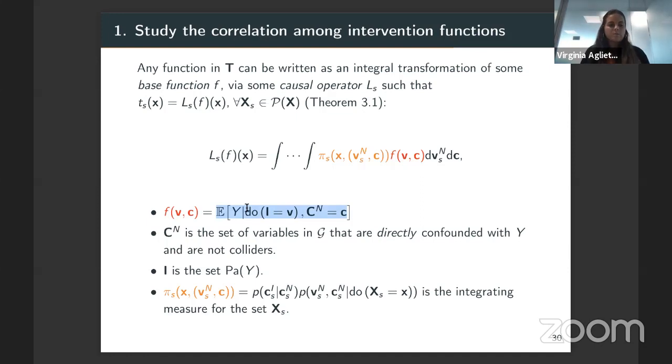You have this function that is the expected value of y, given that we intervene on the parents and we condition on the confounders of y that are not colliders. So you look at the graph, you find the parents, you find the variables that are confounded with y, and you know that this is your base function. And you know that you can write an integral transformation that maps this function to any other function in the causal graph. Obviously, the probability distribution that you use to do this integration depends on the causal structure between the base function, so the parents and the confounders, and the set that you're trying to compute the intervention function for.